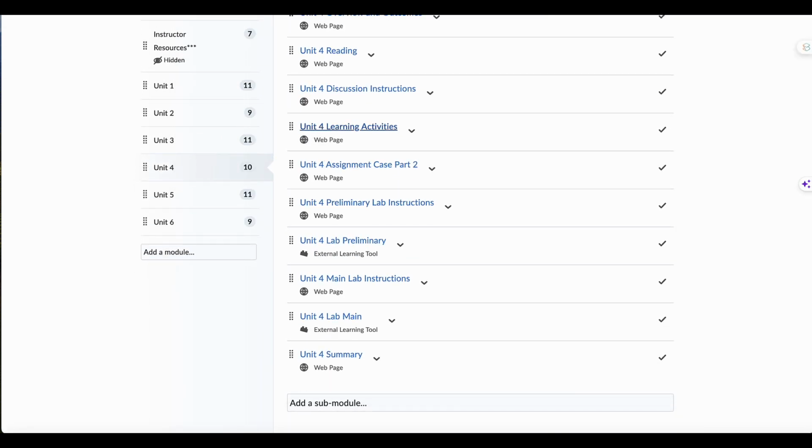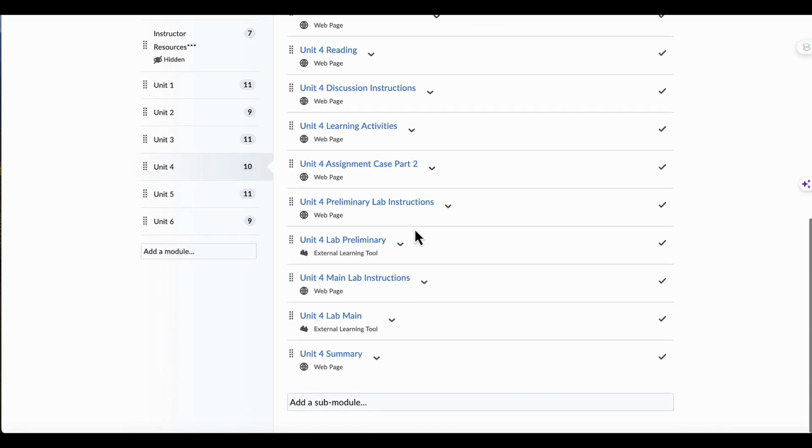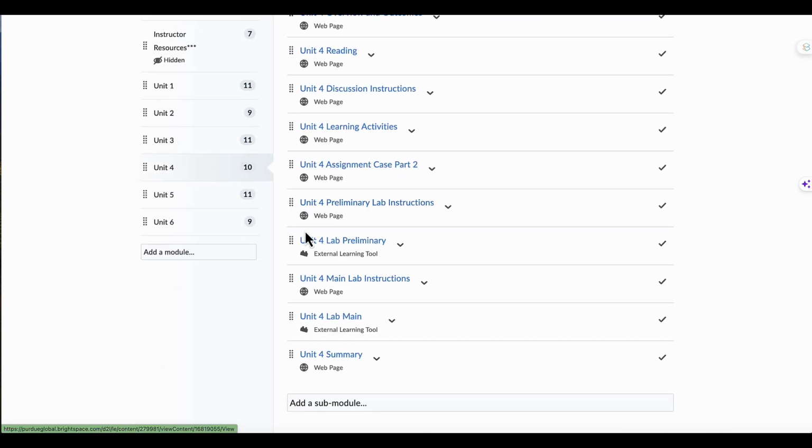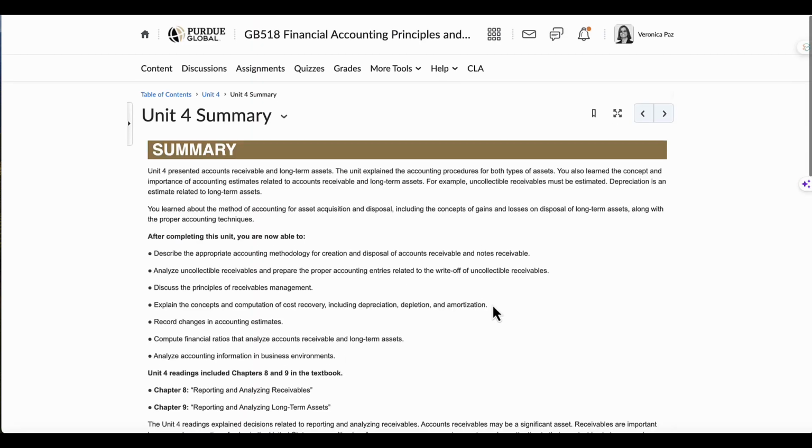Then you see we have learning activities, and again we have the Unit 4 assignment, which is the second part of our case, and we had discussed this in our seminar as well, and so hopefully now you have a bit more clarity about that. And if we continue through our Unit 4 here, you see the preliminary lab instructions, our preliminary lab, the main lab instructions, and then the actual completion of the main lab. And once you do all of these learning activities, you come to the end of our unit.